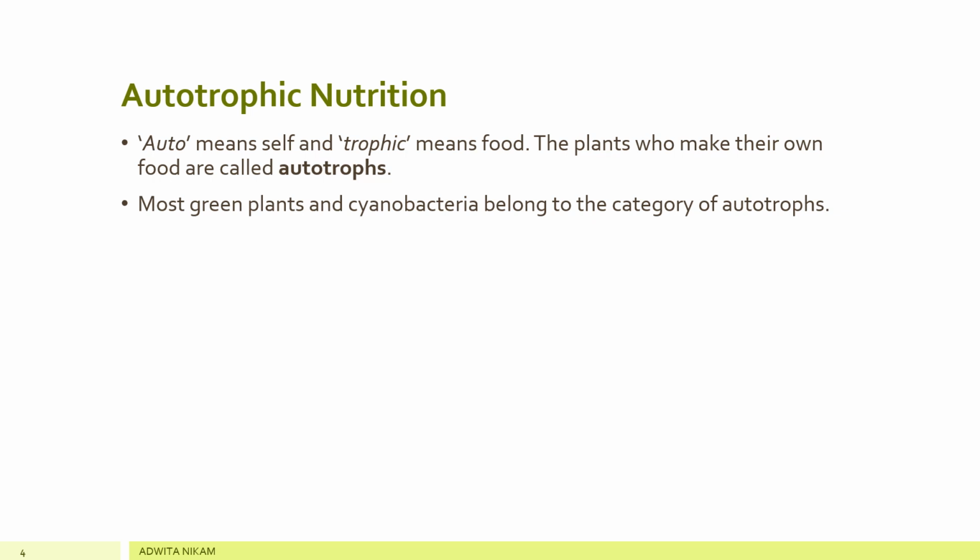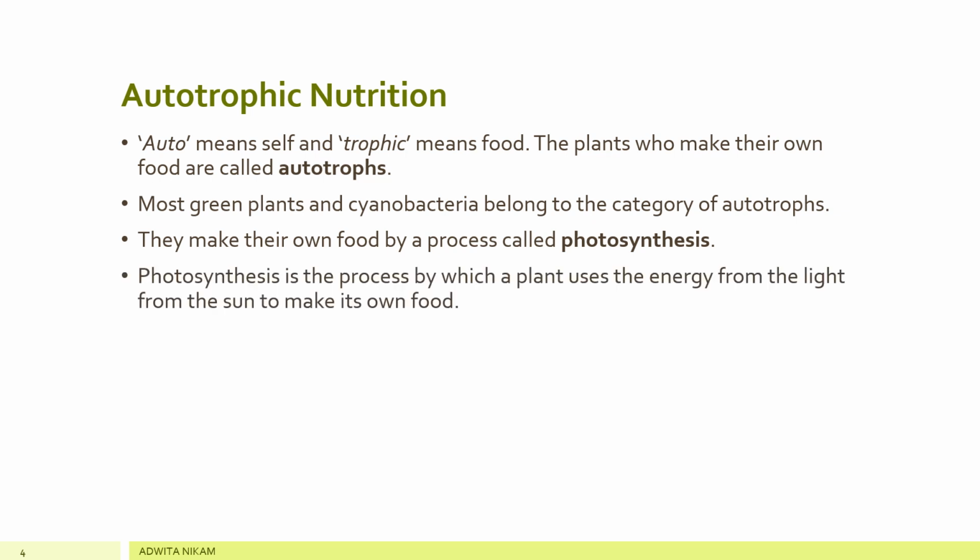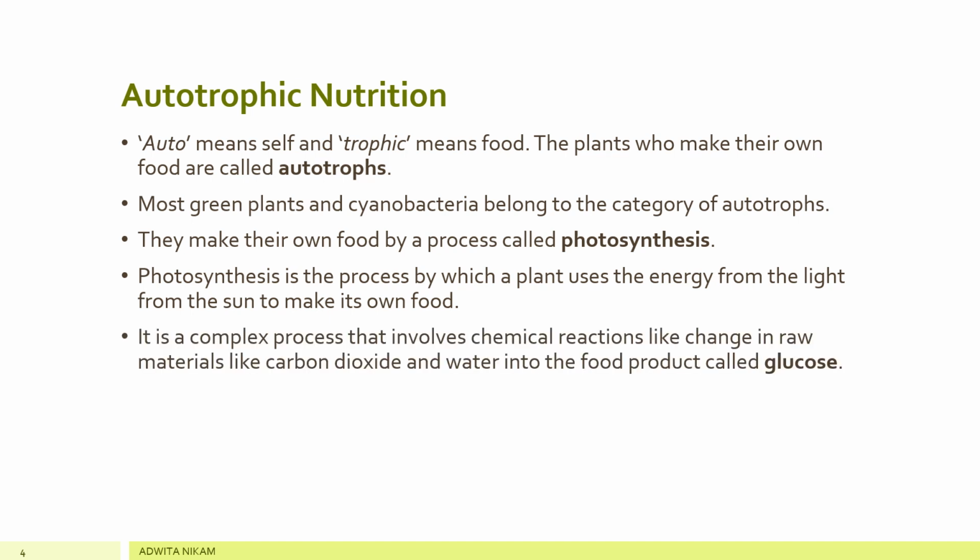Most green plants and cyanobacteria belong to the category of autotrophs, which means they make their food with the help of chlorophyll and the light energy from the sun, using carbon dioxide from the air and water from the soil. This is called photosynthesis. It is a process by which, as I told you, the plant uses the energy from the sun to make its own food. It involves complex processes like chemical reactions that change raw materials like carbon dioxide and water into a food product called glucose. This glucose is also the simplest sugar.